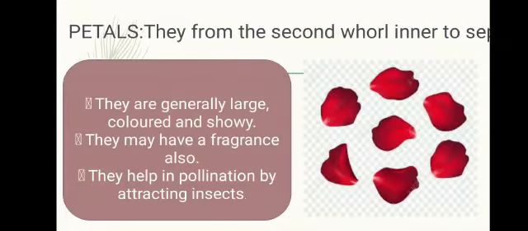Now petals. You can see in the garden or in a flower there are various colorful petals which attract you or which attract insects also. They are the petals. They form the second whorl, inner to sepal. They are generally large, colored and showy. They may have fragrance also. They help in pollination by attracting insects. You can see in the picture these are the petals of a flower.